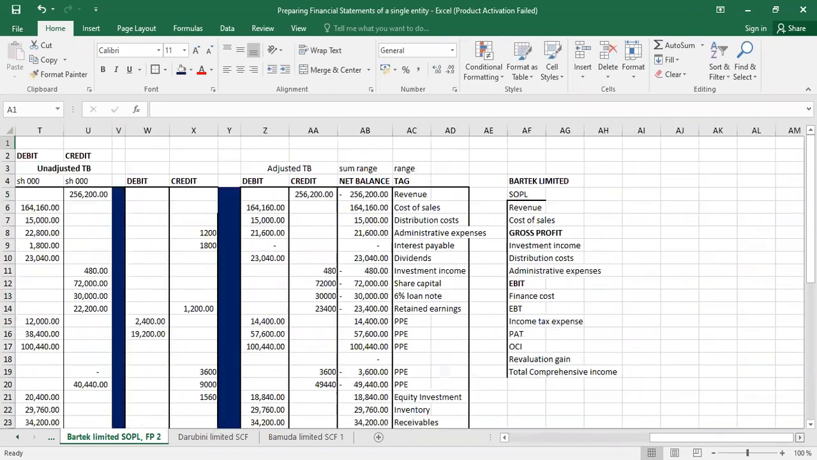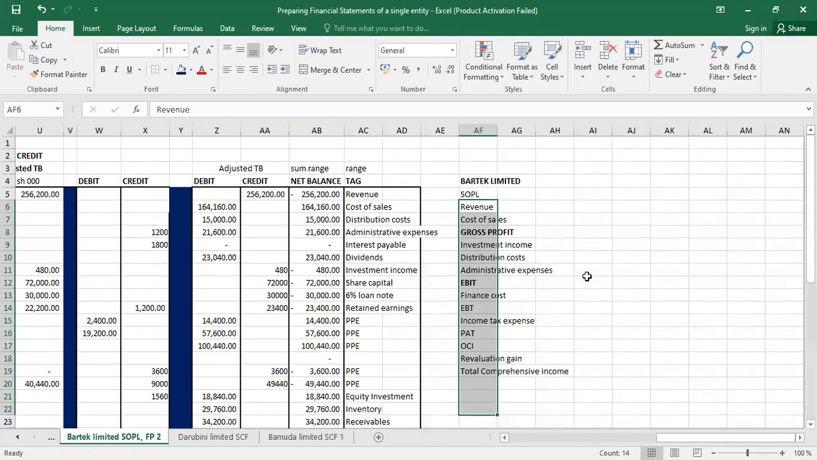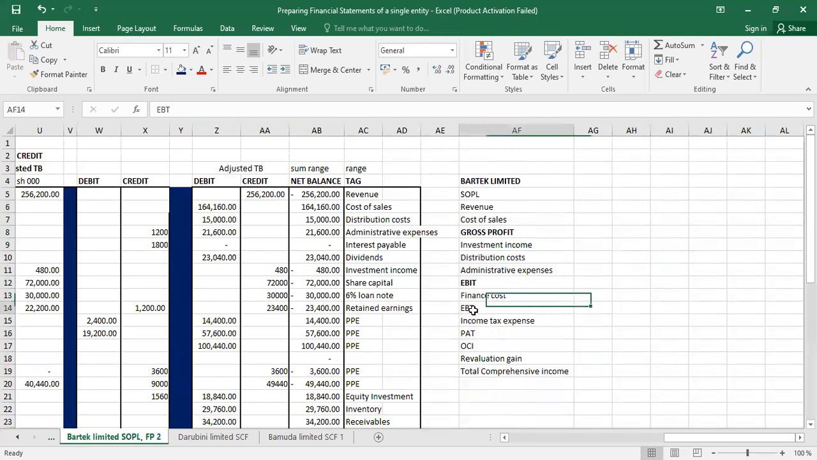So I'll be back here. I'll remove just the borders, Alt HBN. Then I'll widen the spacing. I think everything is as it needs to be. Alt HMC to merge and center.